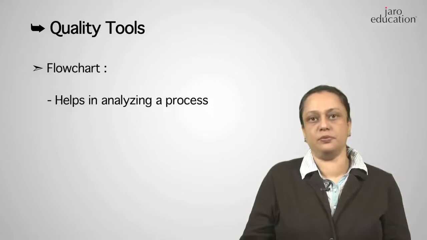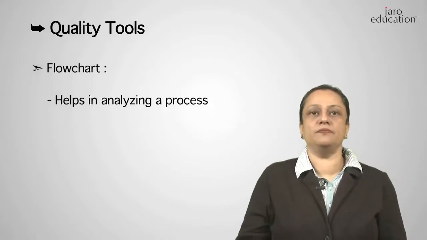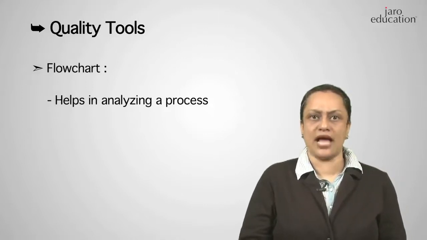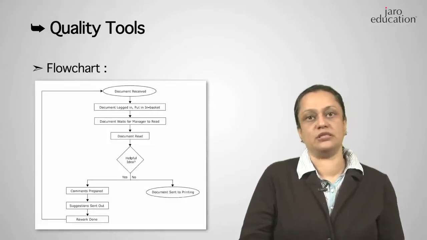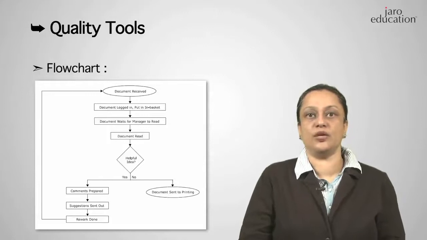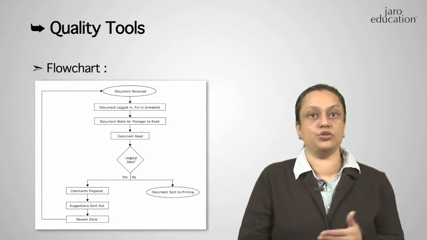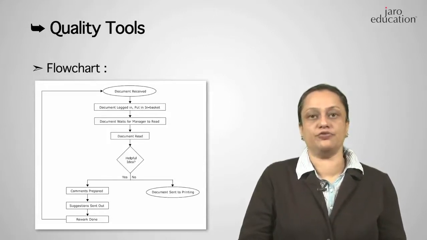Let's look at some of the tools that we use for causal analysis. First one, a very well known one, is the flow chart. Everybody is familiar with the flow chart. This is used basically to analyze a process and to identify areas of improvement. It is a very powerful tool which will help us identify issues in the workflow and therefore areas of improvement.